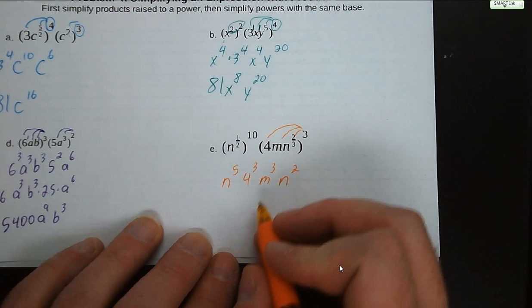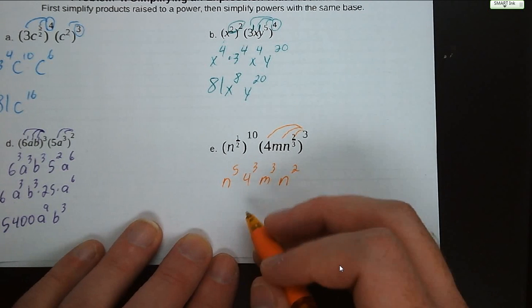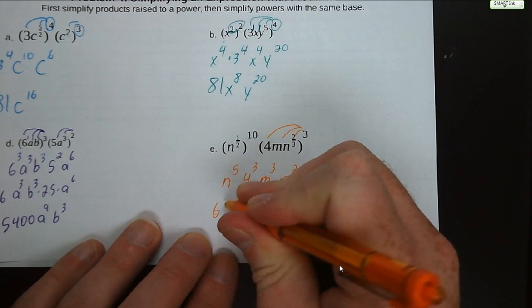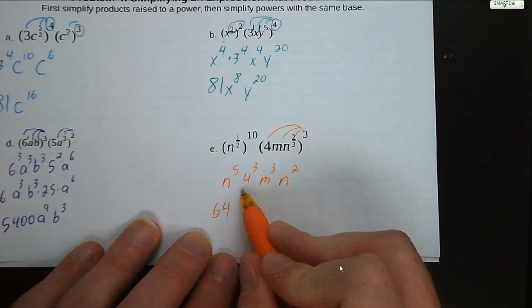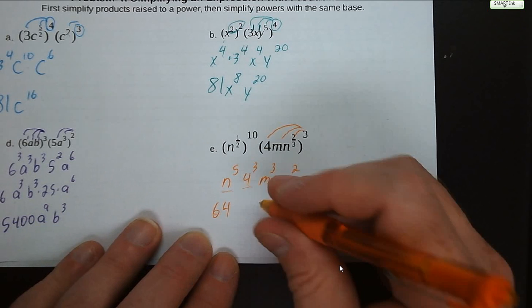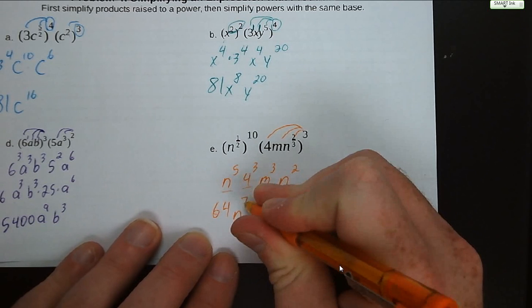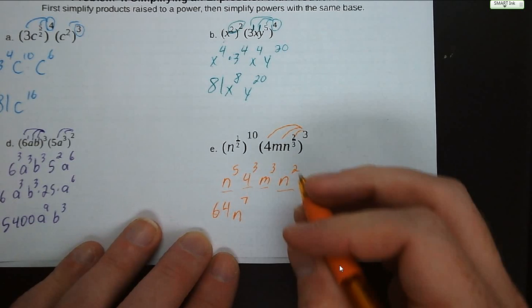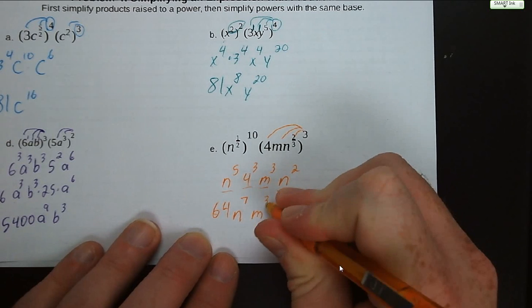So we need to simplify. 4 to the 3rd power is 64. n to the 5th times n squared is going to be n to the 7th. And m to the 3rd is m to the 3rd.